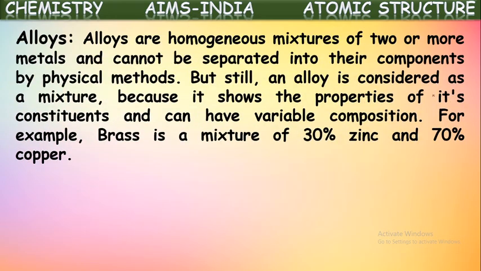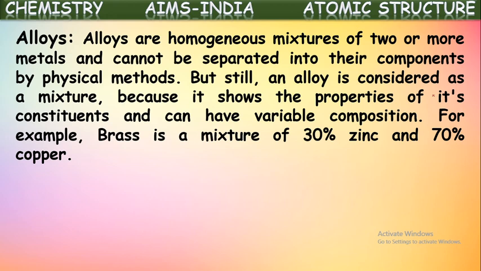Next, alloys. Alloys are homogeneous mixtures of two or more metals and cannot be separated into their components by physical methods. Generally, alloys are homogeneous mixtures of two or more metals, and sometimes along with the metals, some non-metals like carbon are also mixed. Once mixed, they cannot be separated by physical means. Still, an alloy is considered a mixture because it shows the properties of its constituents and can have variable composition. It won't have a fixed composition.